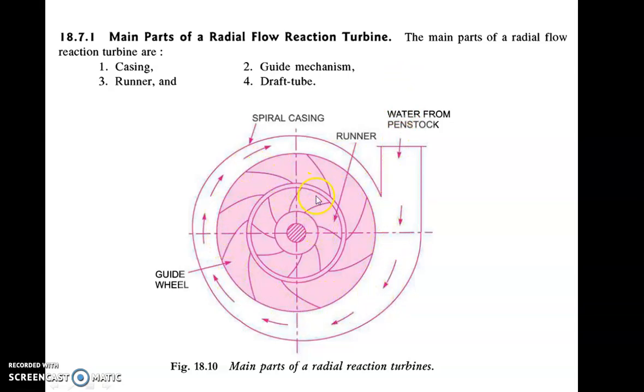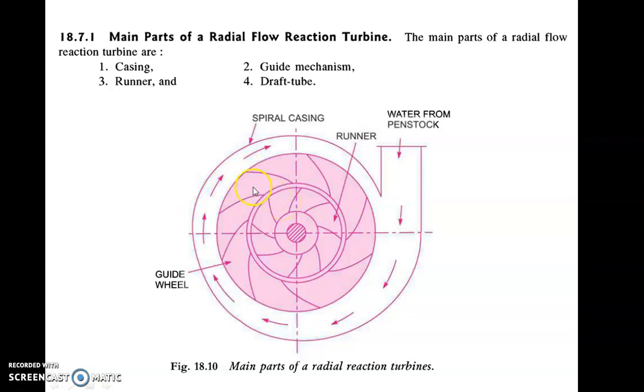Okay, so before entering the runner there is some casing. Throughout the casing the water flows, and then after the casing the water enters into the guide wheel. That guide wheel is nothing but the guide vanes which are attached to it. These guide vanes are guiding the water smoothly to the runner wheels.